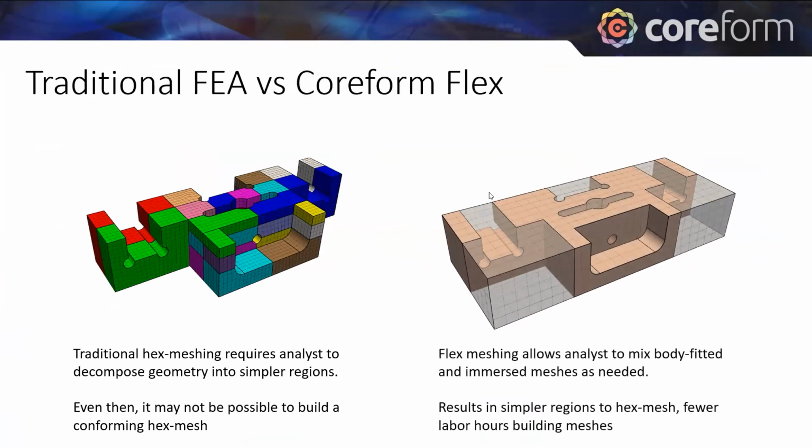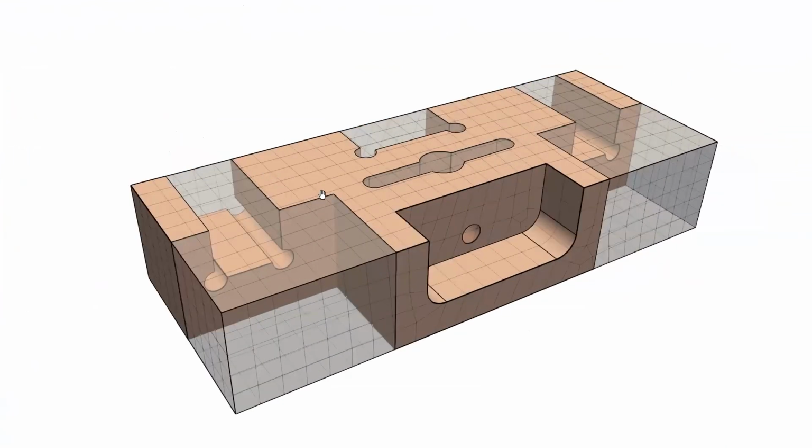And so this is just one other example that we have. Again, most of this geometry is just immersed and not body fitted. But if you do care about a certain region, say maybe you care about the stresses in these fillets, you can do body fitted in this region, but then not have to worry about everything else.